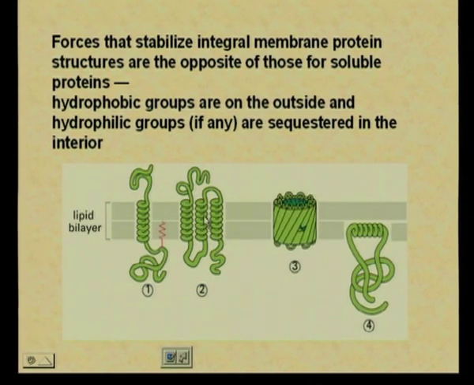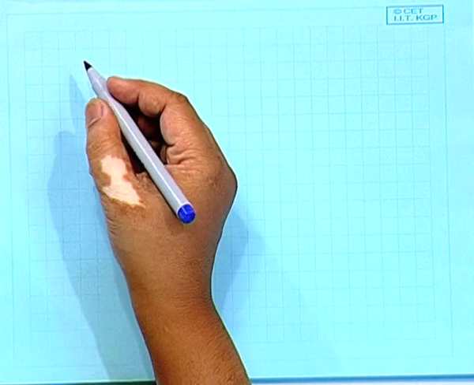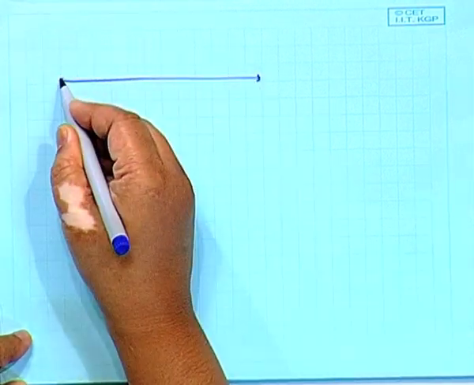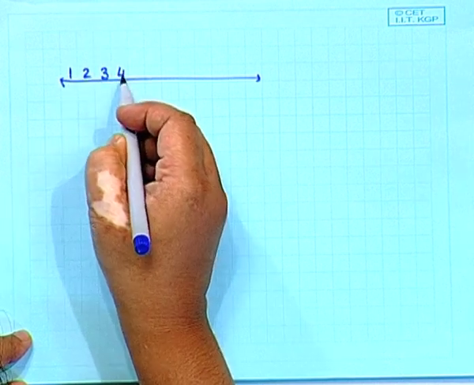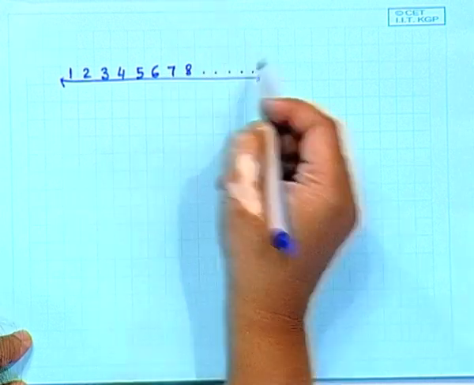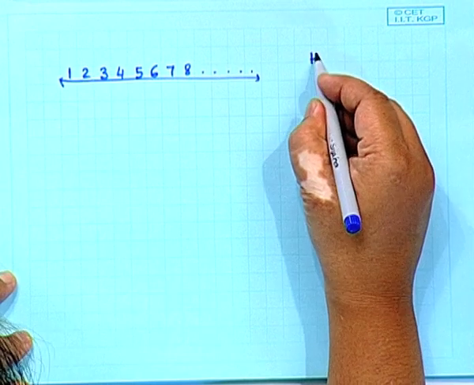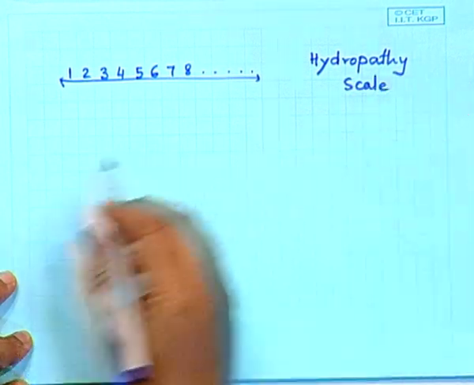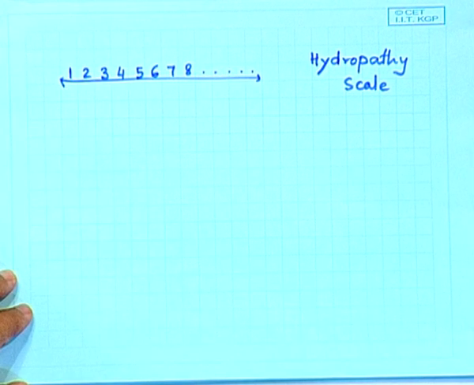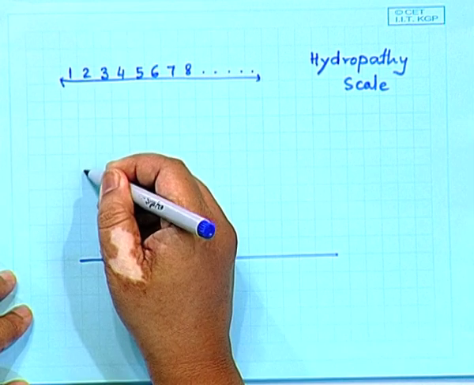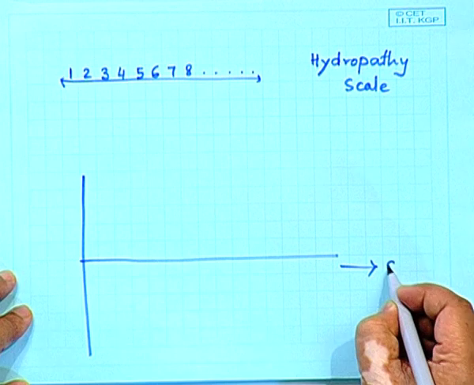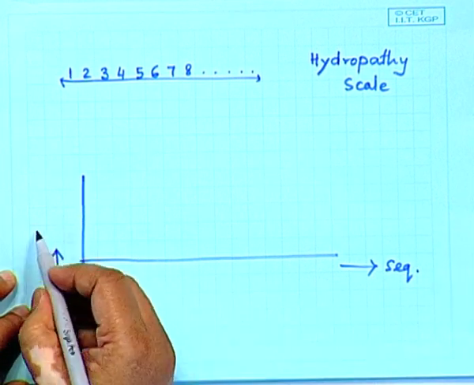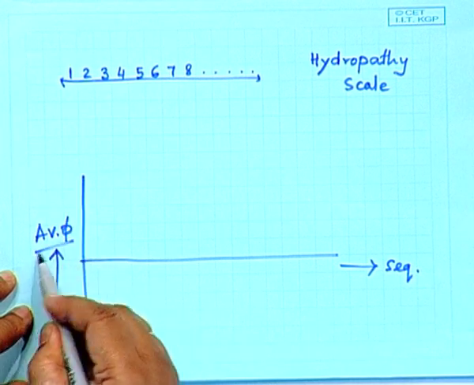Now, you remember how we are supposed to find out the transmembrane helices using the hydropathy plot. Okay. What do we do for the hydropathy plot? There is a certain sequence of amino acids that we have. Okay. So, we have amino acids 1, 2, 3, 4, say 5, 6, 7 and so on. We have a hydropathy scale. For every amino acid there is a hydropathy scale. What we do is we consider the sequence along this axis and the average hydropathy index along the y axis.